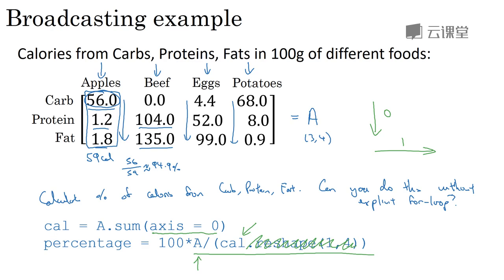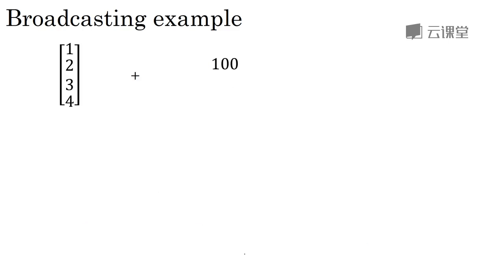Now, let's explain in greater detail how this type of operation works. We had a 3x4 matrix and we divided it by a 1x4 matrix. So how can you divide a 3x4 matrix by a 1x4 matrix, or by a 1x4 vector? Let's go through a few more examples of broadcasting.